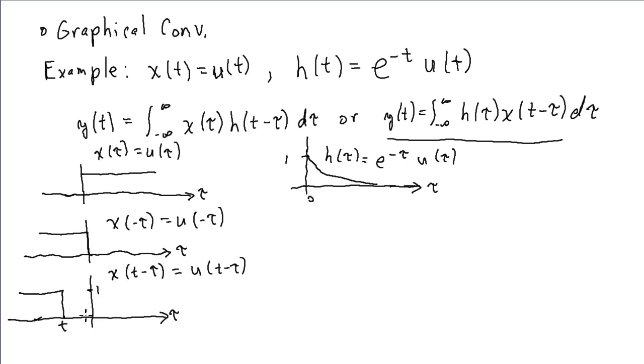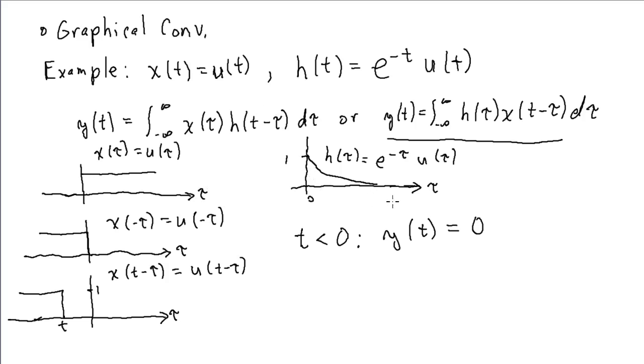This function is 0 for all tau greater than t. So as long as t is less than 0, the product is going to be 0, and y of t would be 0. So that's one case, or one region. For t less than 0, I have the result that the output is 0. And physically this makes sense, because our original input doesn't arrive or start until t equals 0.